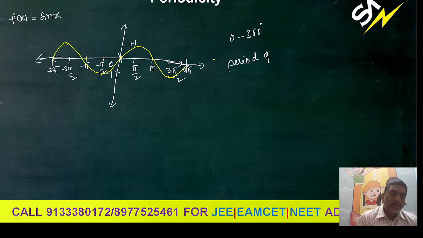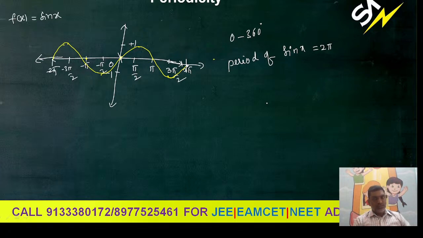So what is the period of sin x? The period of sin x is the length of this part. What is the length of this part? 0 to 2 pi is 2 pi minus 0, that is 2 pi. So we can say the period of sin x is equal to 2 pi.